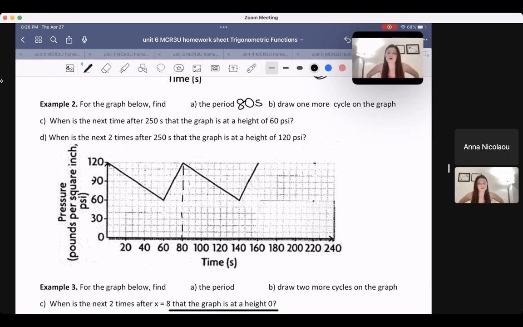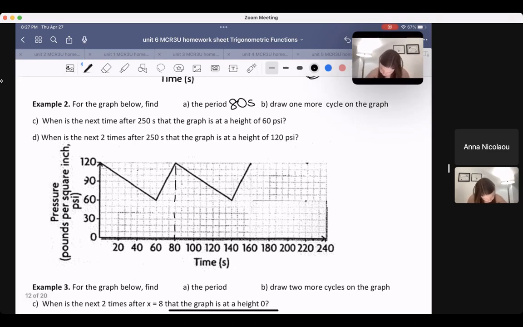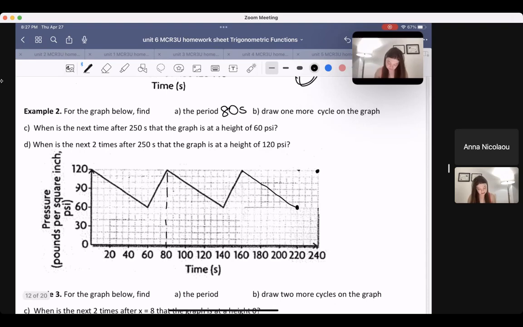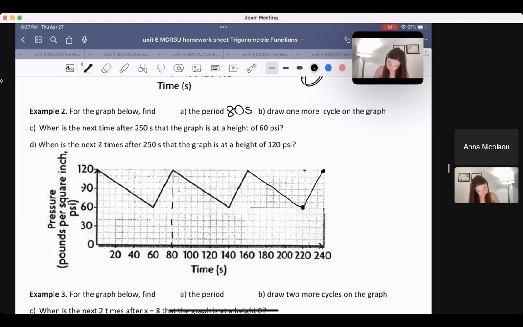Then it says to draw one more cycle on the graph. So I notice in this cycle of the graph, we go from 0 to 60. So we need to go from here, from 160, to 60 more than that. So what's 60 more than that? 60 plus 160 is 220. So we need 220 at our lowest point there. And then the next 20, we go back up. So we know these are our points. And then I'm just going to draw as straight as I can those two lines like that. Good, so there's my one more cycle on my graph.